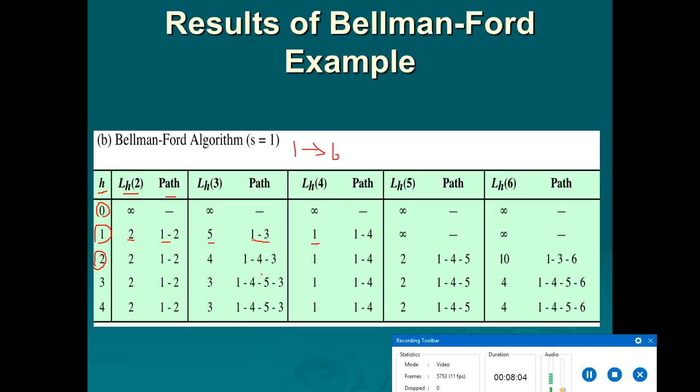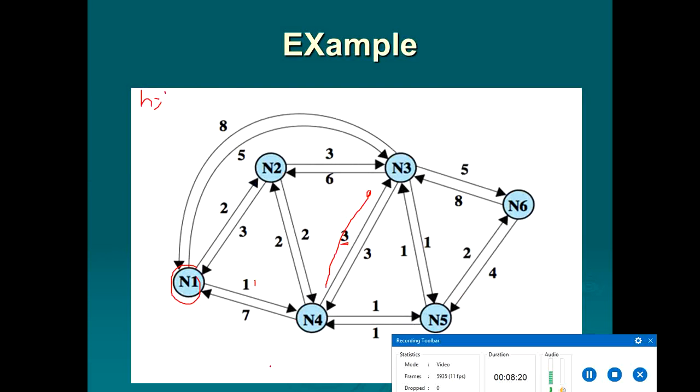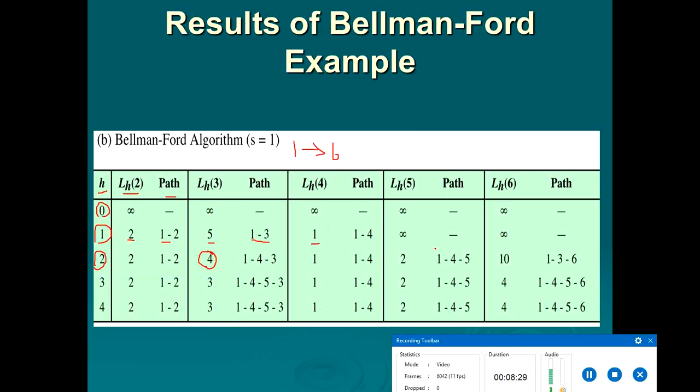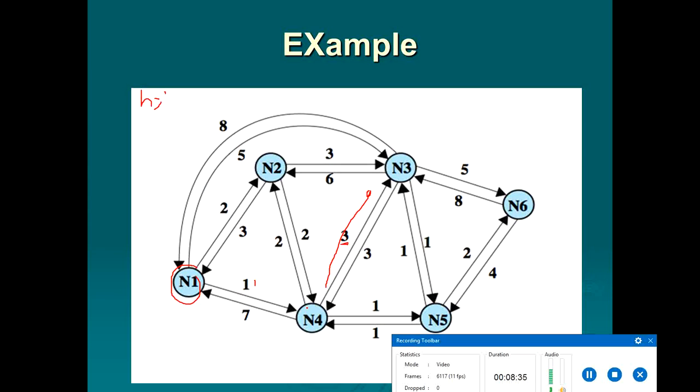So what we do, we compare with our previous cost. At this time we have 5 previously. Now it's coming 4. That means it's the least cost. So we update it over here, and also the path, we update it to 1-4-3. That means the path to reach n3 is via n4 and the cost is 4.